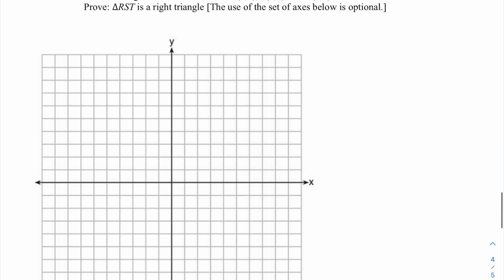Last question here. So right triangle RST has the coordinates (1, 7), (3, 1), and (9, 3). It's asking us to prove that RST is a right triangle. So again, we have to figure out where the right angle is. So looking at the triangle, you could probably see where the 90 degree is. Looks to be right here.